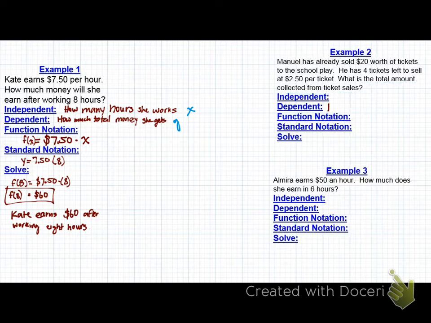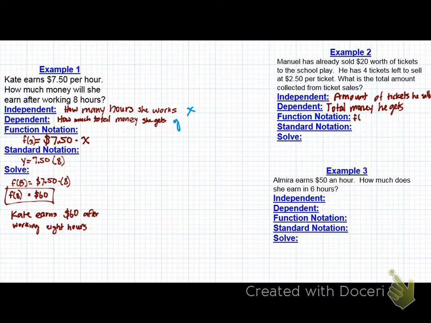The total amount that's collected depends on how many he sells, right? So the total amount should be our dependent variable. I would write that the dependent variable is the total money he gets, and the independent variable is how many tickets he sold. Right here I'm writing amount of tickets he sells. Okay? So now we start with function notation down here.